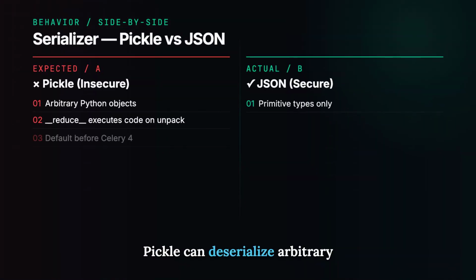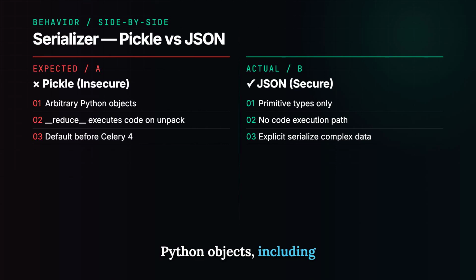Pickle can deserialize arbitrary Python objects, including ones whose __reduce__ method executes attacker-controlled code at unpickle time. If anything other than your own trusted producers can write to the broker, Pickle becomes a remote code execution primitive. Switch to JSON as both the task serializer and the accepted content type. If a task needs a complex object like a NumPy array, serialize it explicitly and pass it as bytes or base64 through JSON.